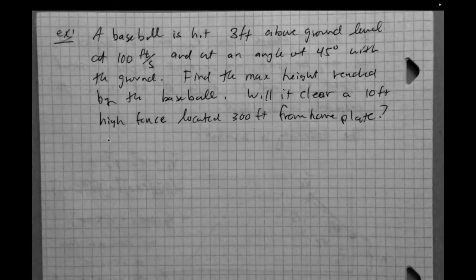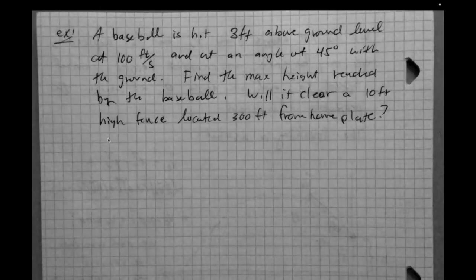A baseball is hit 3 feet above ground level at 100 feet per second and at an angle of 45 degrees with the ground. We want to know two things. First, we want to find the maximum height reached by the baseball. Secondarily, we want to know if the baseball, given this initial information, will clear a 10-foot high fence that is located 300 feet from home plate.